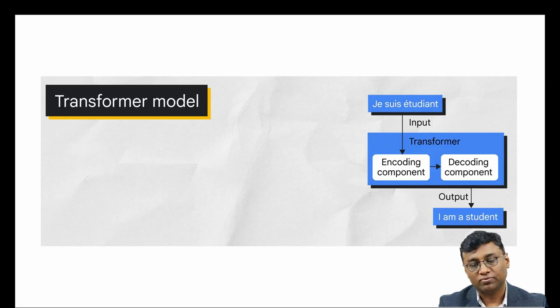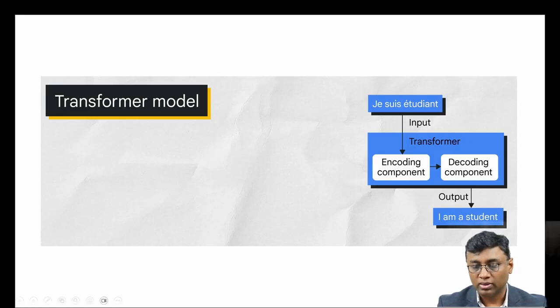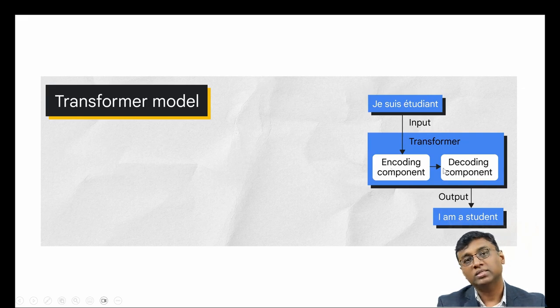So what is the core of your large language models? As I told you, they are pre-trained transformer models. How it works is that you give a particular sentence in a language as an input, and the transformer reads that into a component called the encoding component and sends it to the decoding component to translate into the destination language. So you can see here a language which we do not know as an input, and the output is in English.